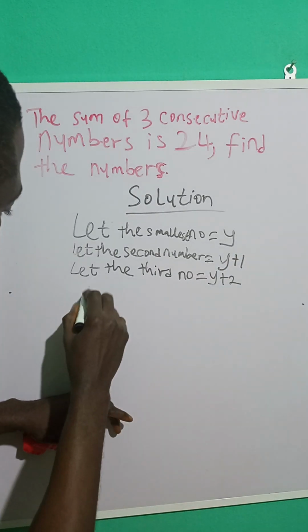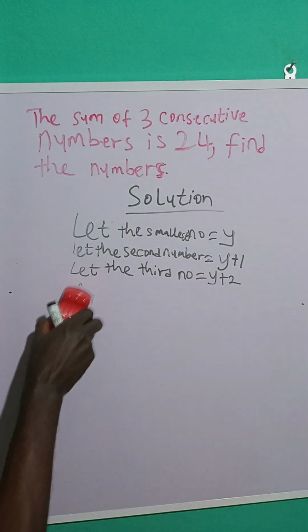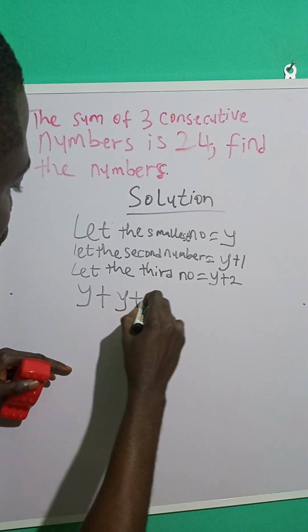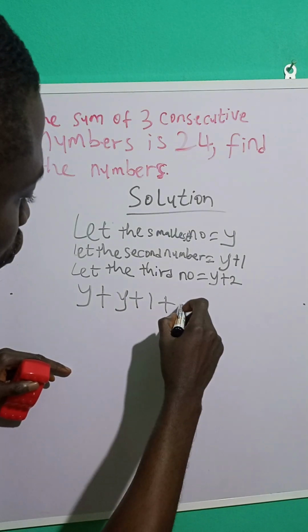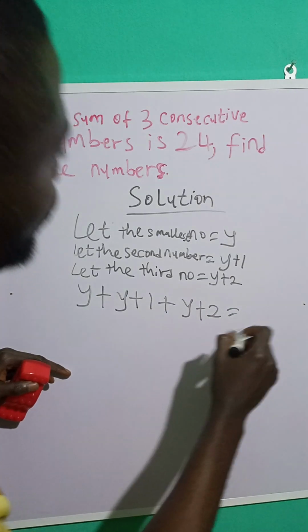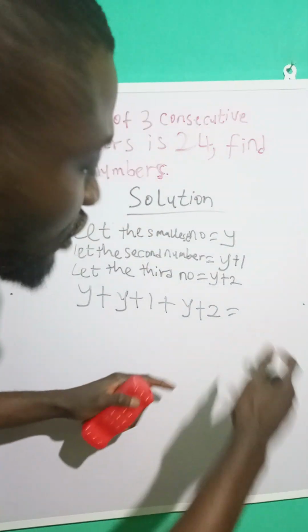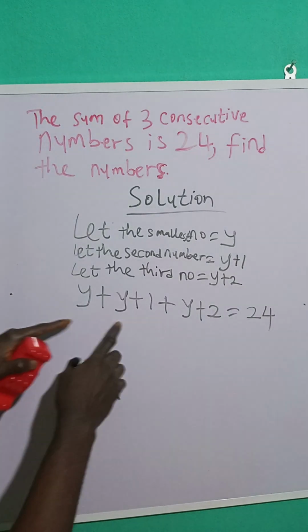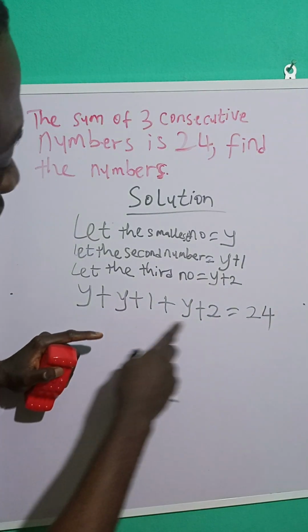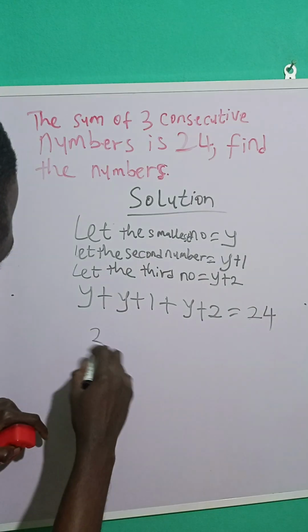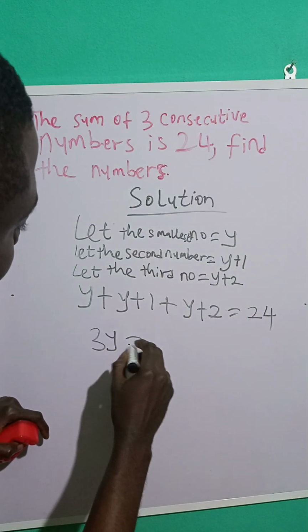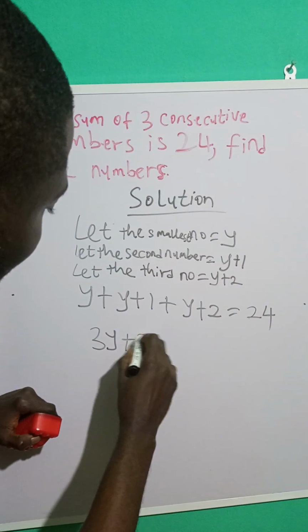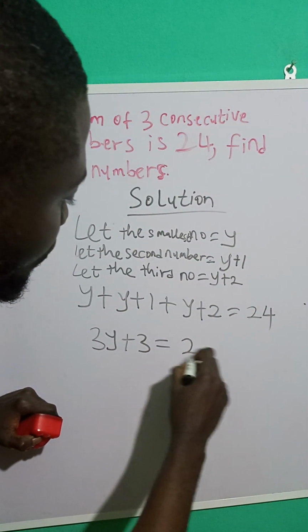This y here, we bring it down. y, we have what? y plus 1, plus y plus 2, equal to 24. The sum of all these numbers is what? 24. So y plus y is 2y. 2y plus another y is 3y. So we have 3y. Now 1 plus 2 is 3. So 3y plus 3 is equal to 24.